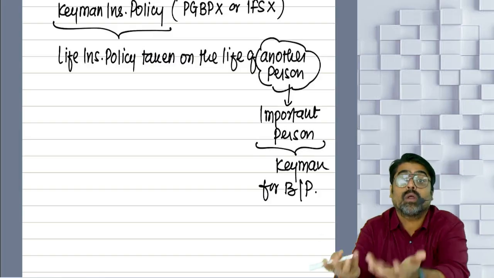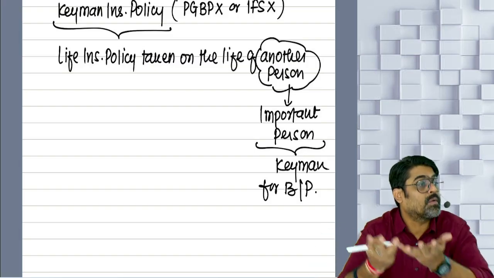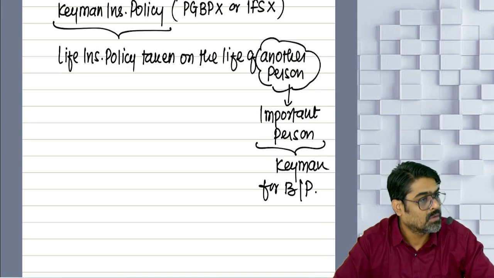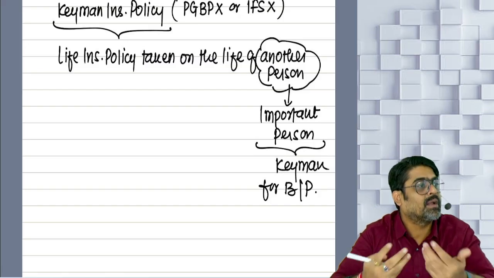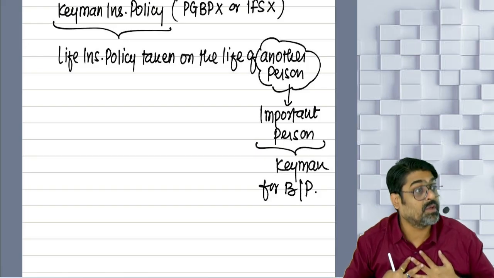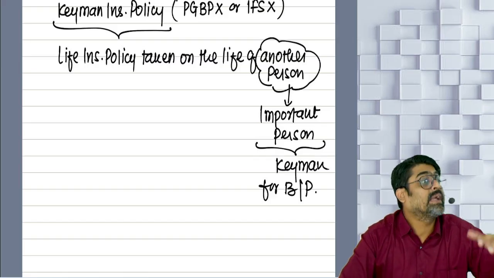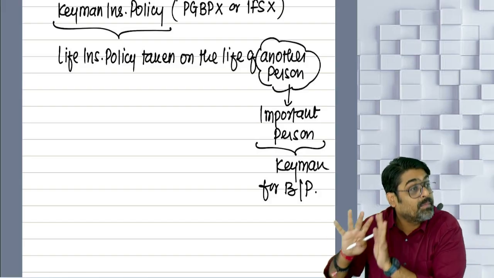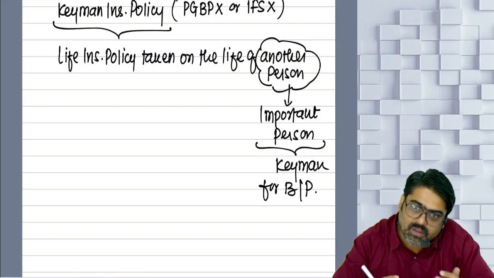So that particular person is very important for my business. If God forbid something happens to him, my business is going to incur huge losses. So at least let me take a life insurance policy on his name. I will take the life insurance policy for him, so that if God forbid something happens to him, at least I recover some amount from the insurance company. To that extent, the business loss will be reduced. So am I taking this policy for the benefit of my business?